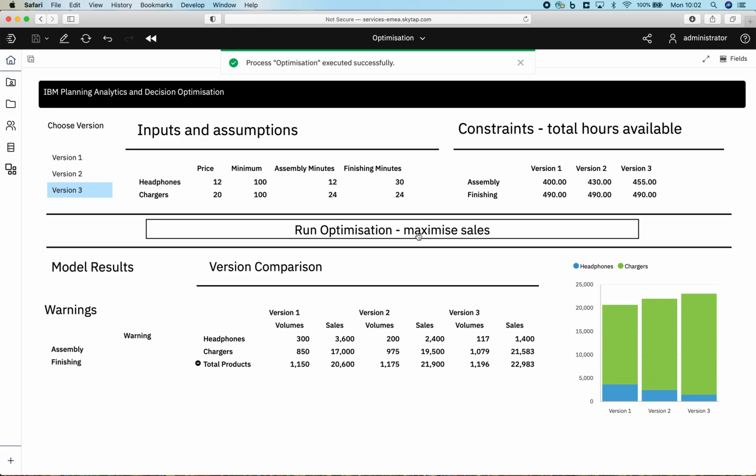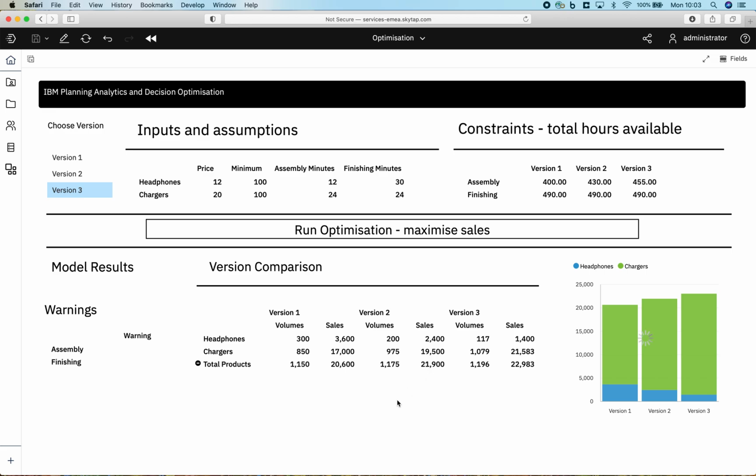And the optimal plan here is that we can really switch the focus onto chargers. We can sell 1,079 of those, and reduce the focus on headphones. We're still above the 100 constraints. And those numbers give us an overall revenue position of nearly £23,000, which is a significant jump from what we had with the reduced constraints of version 2.